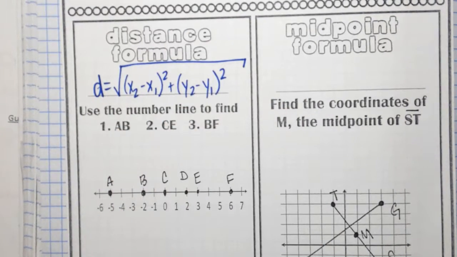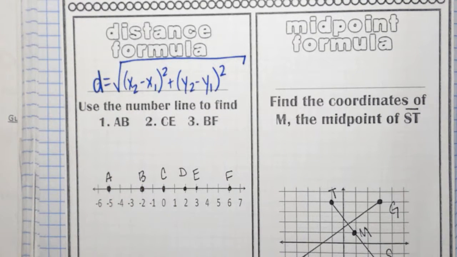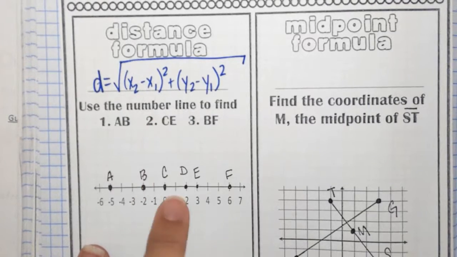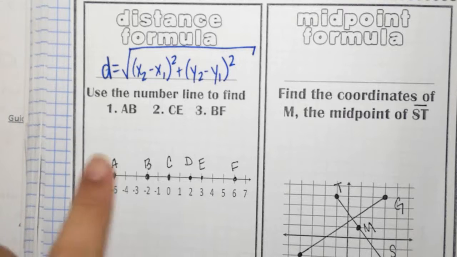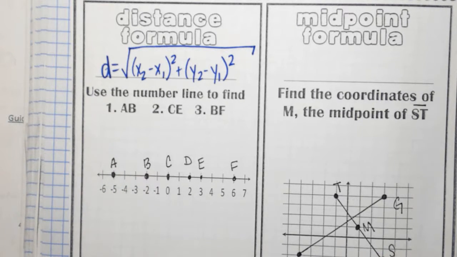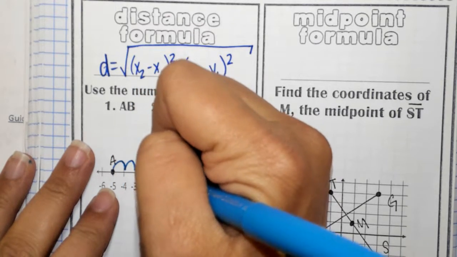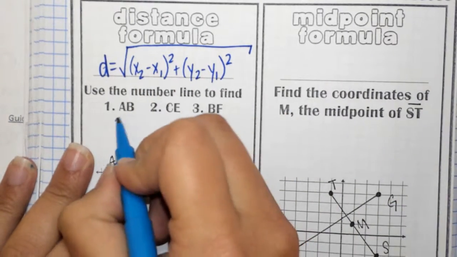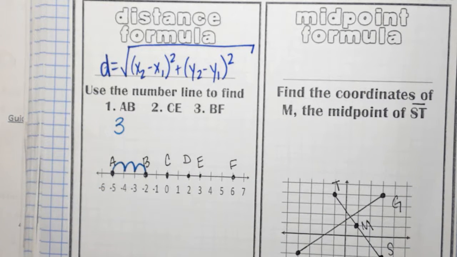Alright, so what we're going to do for the first part is we're going to use this number line. And we're going to find the distance between A and B, C and E, and B and F. So can you tell me how many tick marks are between A and B? How many units does it take to travel it? Okay, let's think about what I just said again. Not just tick marks. How many does it take to travel? So 1, 2, 3. So what's the distance? 3. That's it. Isn't it magic?